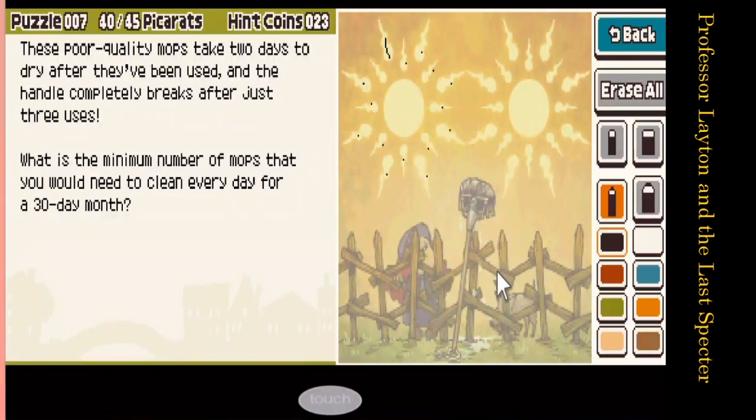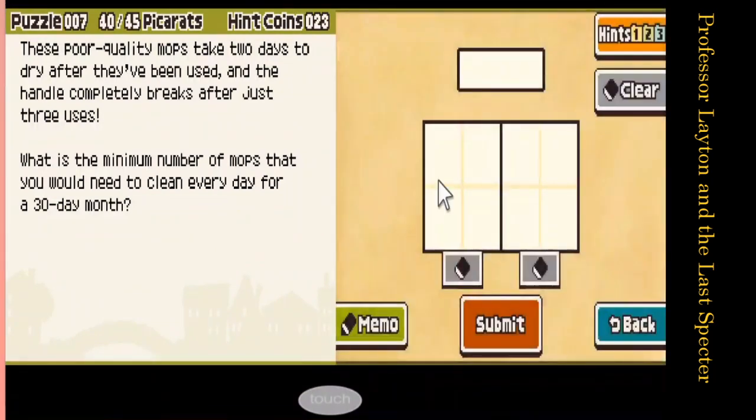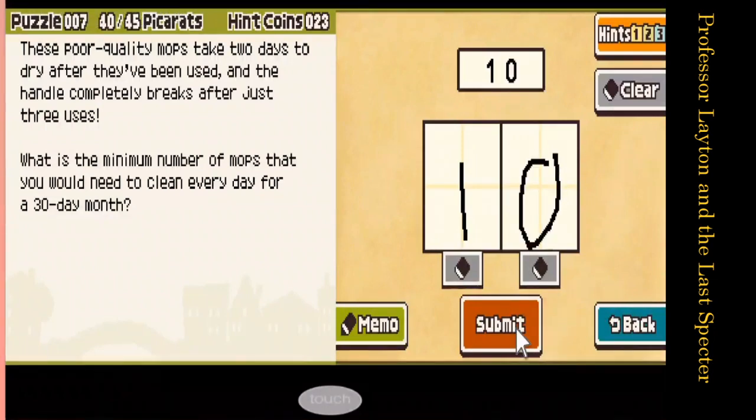Wait, if it's still wet, you can still use it. You don't need to dry it. That's irrelevant information. The mop is meant to be wet in order to clean. So, if it breaks after 3 uses, that's 1 mop. Just 10. Since it needs to be wet to use it anyway, it should be 10. You should only need 10.